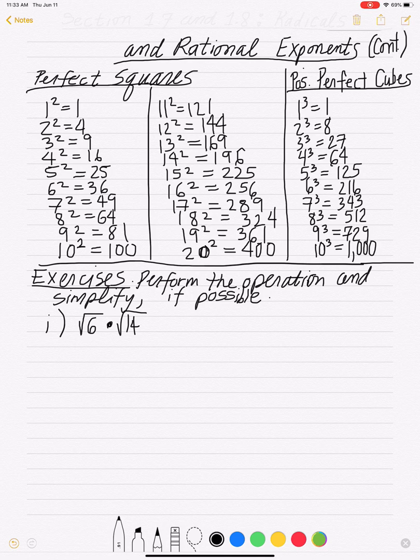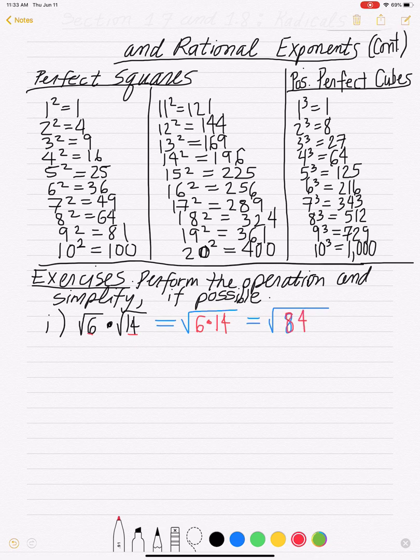So what I want to do, they're both square roots, so we take the common radical, which is the square root, and then multiply underneath. 6 times 14. Okay, so we have the square root of, what's 6 times 14? 6 times 14 is 84.